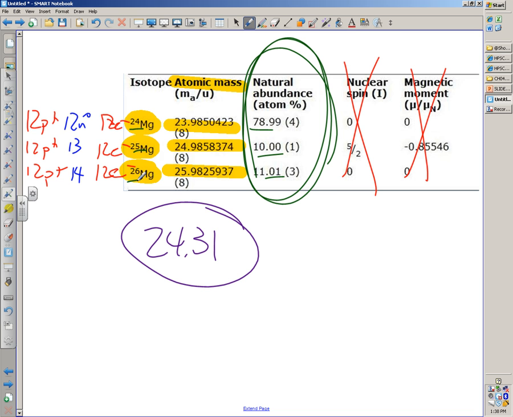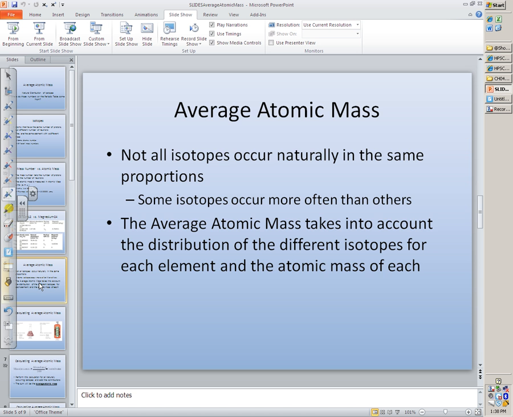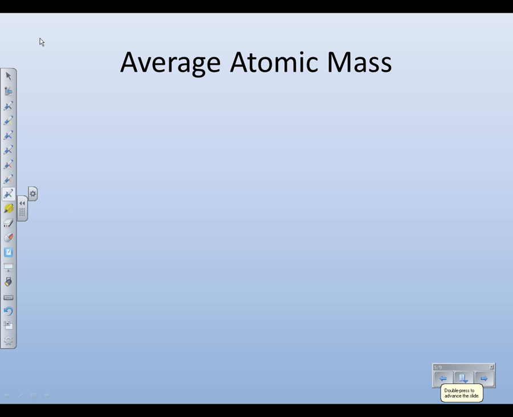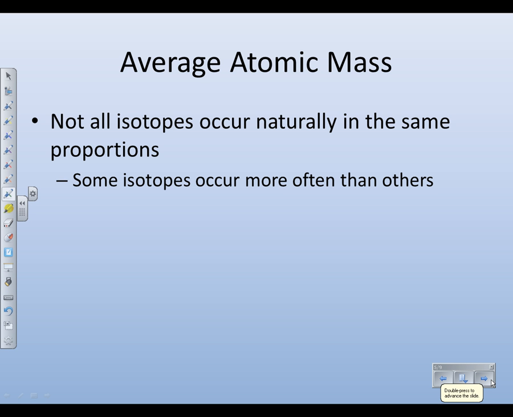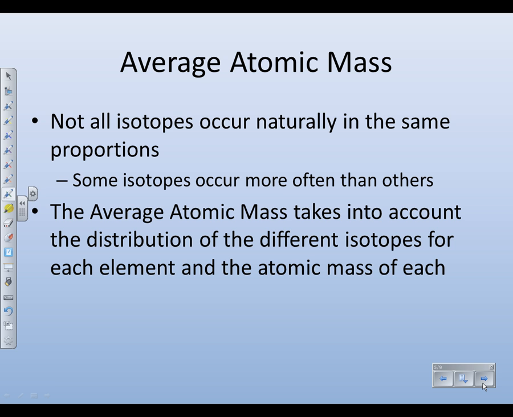Yeah. So, let's fill out a little bit more here. Average atomic mass. Not all isotopes occur naturally in the same proportion. Some isotopes occur more often than others. The average atomic mass takes into account that distribution, but then also what the atomic mass of each individual isotope is. So it takes into account the fact that there might be more of one isotope versus another isotope.